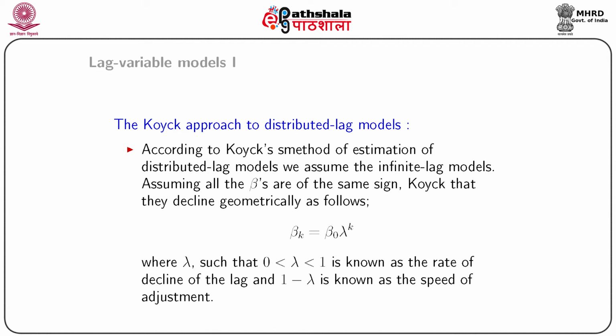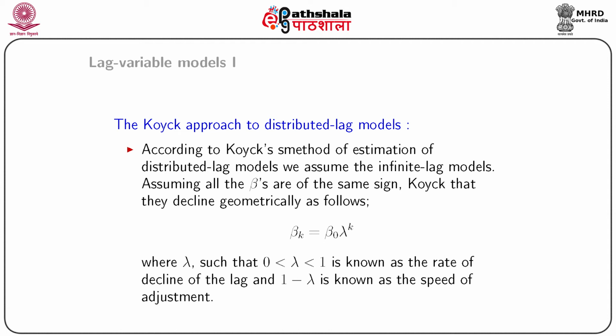According to the Koyck approach, we have written beta k equals beta 0 times lambda raised to the power of k. So here we can write beta i equals beta 0 times lambda raised to the power of i. This expression tells us that the change in the average value of y, or expected value of y, in time period t, given a change in x in period t minus i, all other factors kept constant, is given by beta i, which equals beta 0 times lambda raised to the power of i.